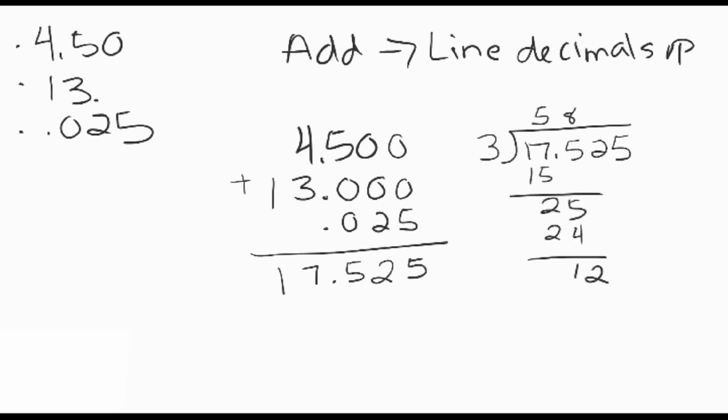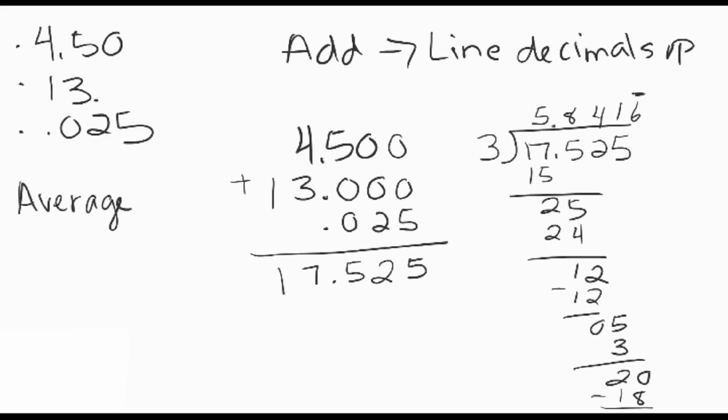Similarly, 3 eights make 24. Then 3 fours make 12. Similarly, 3 ones make 3 and 3 sixes make 18. Our division may go as long as we can stretch it, but this much is enough for our answer. And the quotient which I have gotten is 5.8416, which is the average of the above 3 numbers given in the question.